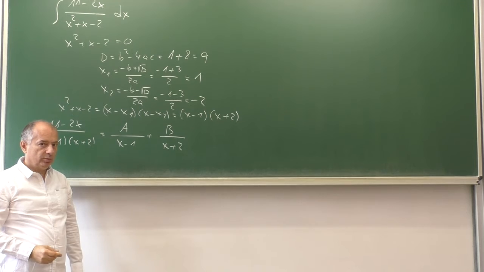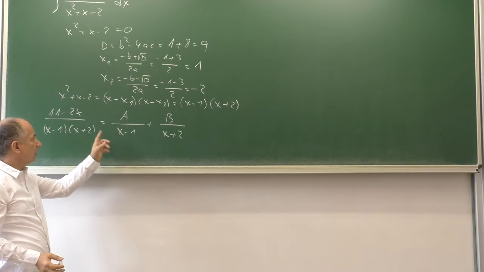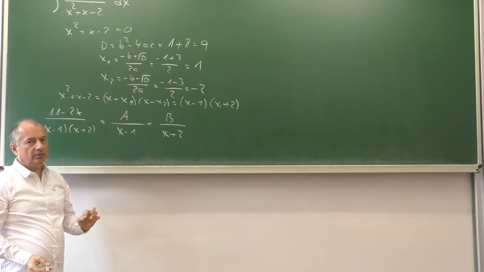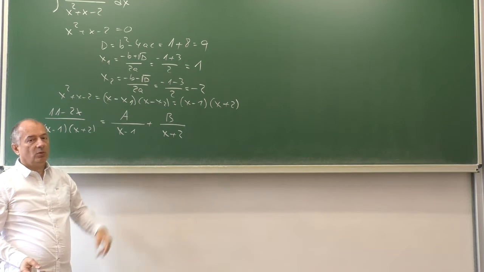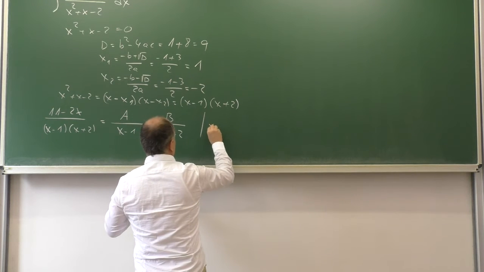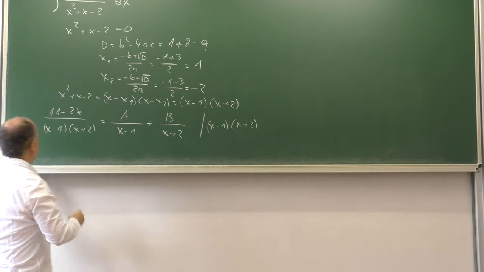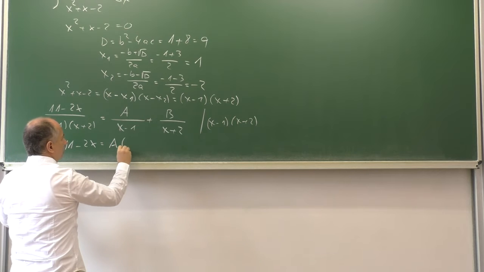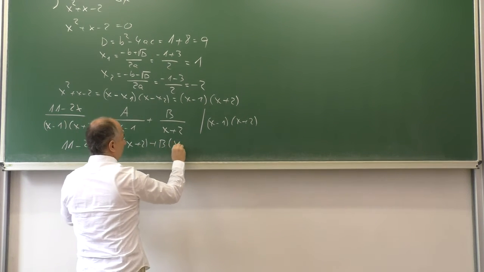Well, this looks like a bad problem. We have one equation for two unknowns. But the good news is that we want to satisfy this not just for some special values of x, but rather for all real x, possibly different from 1 and minus 2. So if we multiply by the denominators to get rid of the fractions, we arrive at a simple equation. 11 minus 2x is a times the bracket x plus 2 plus b times the bracket x minus 1.